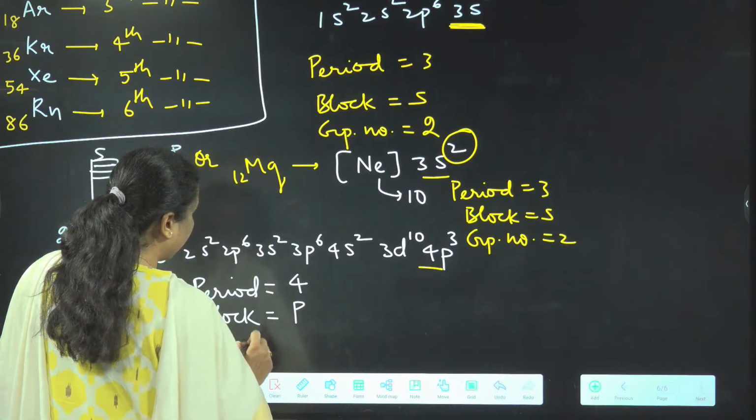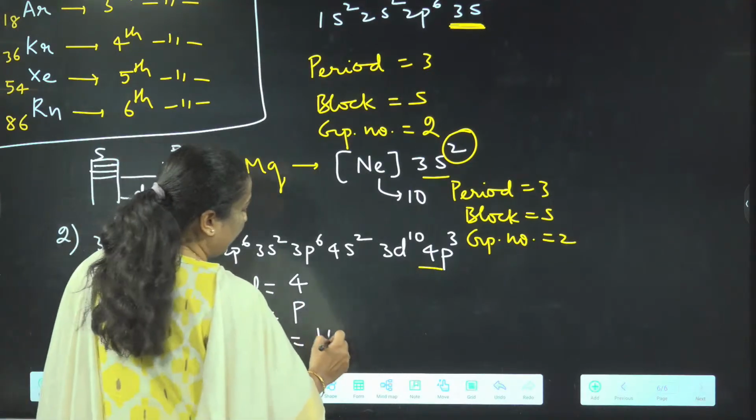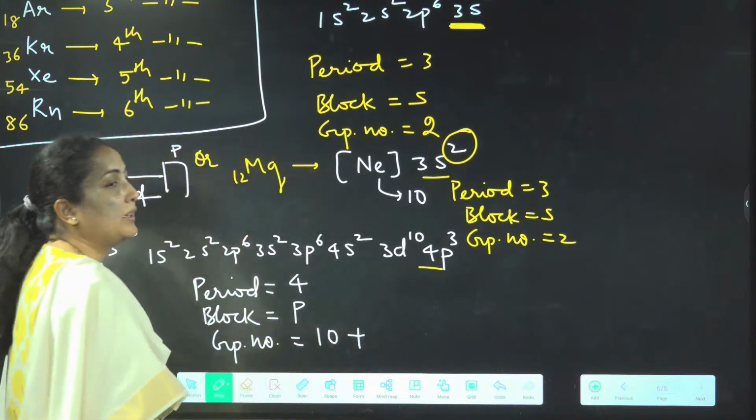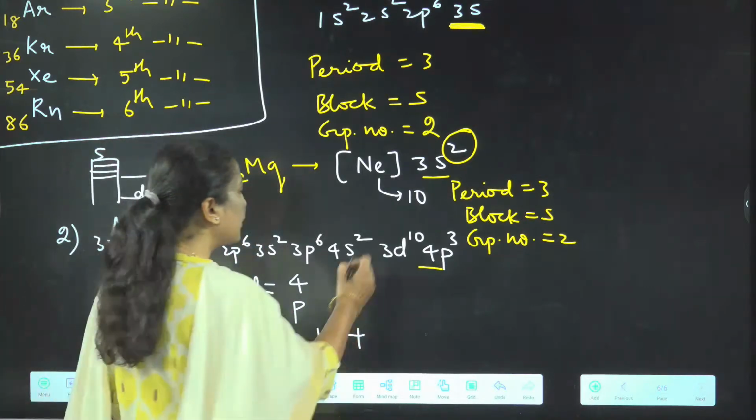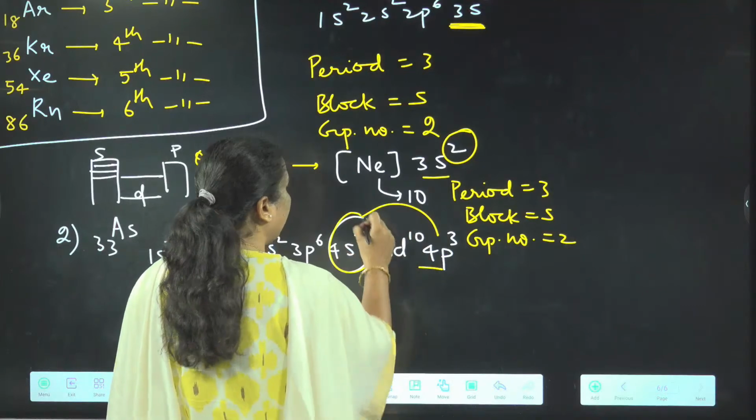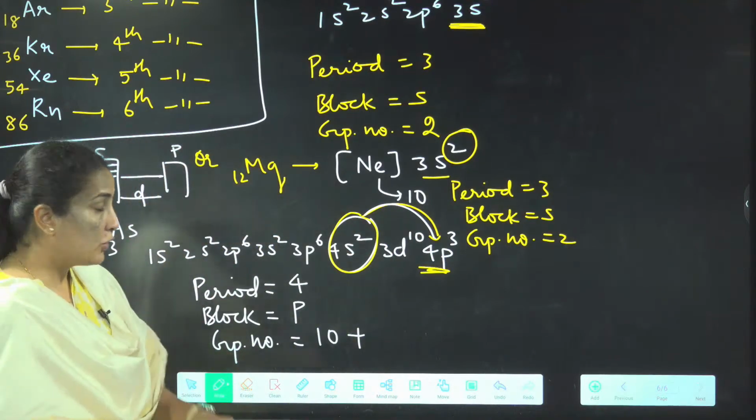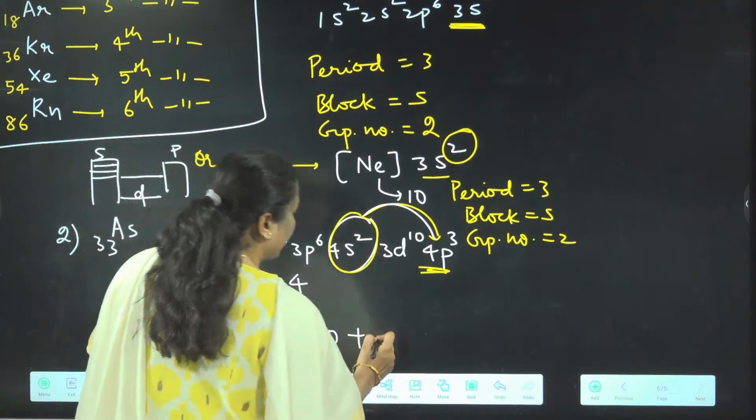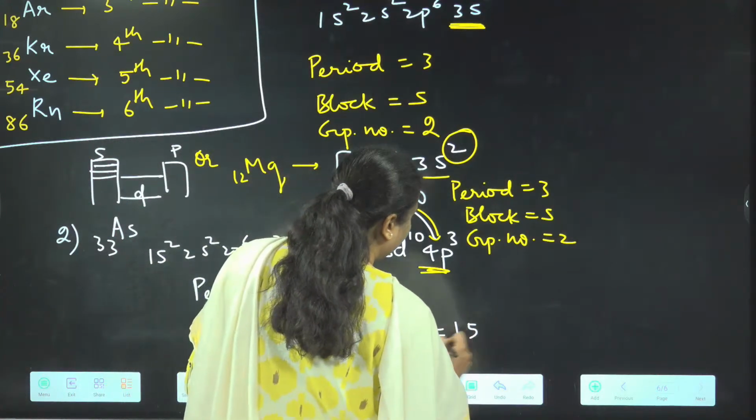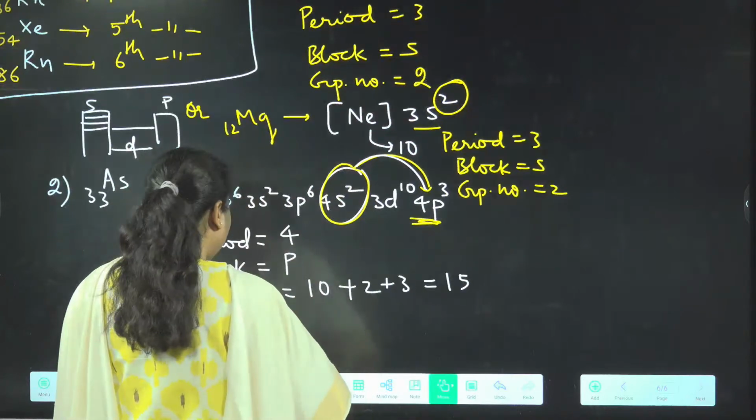What about group number? Once it is P block, we can find out 10 plus the number of valence shell electrons. So valence shell is this one. You're able to see? N equal to 4. That is the valence shell. So how many electrons in the valence shell? 2 plus 3. So it becomes 15. Right? So it is 15th group.